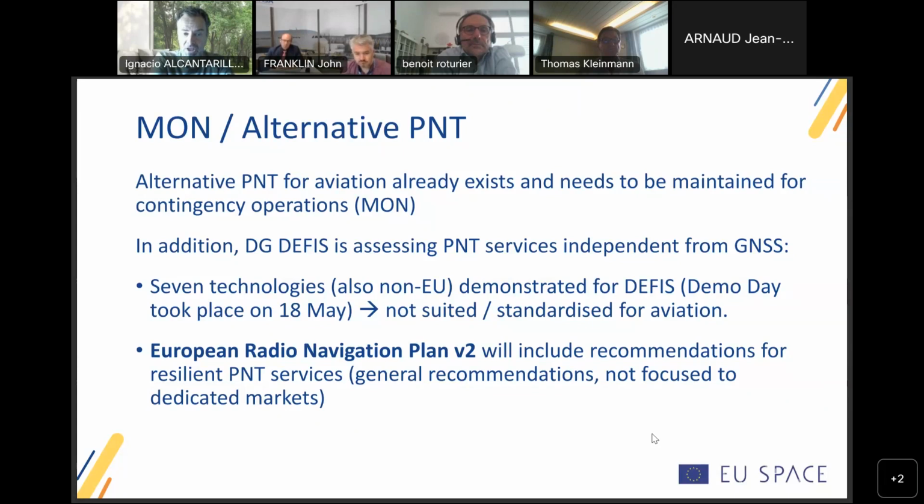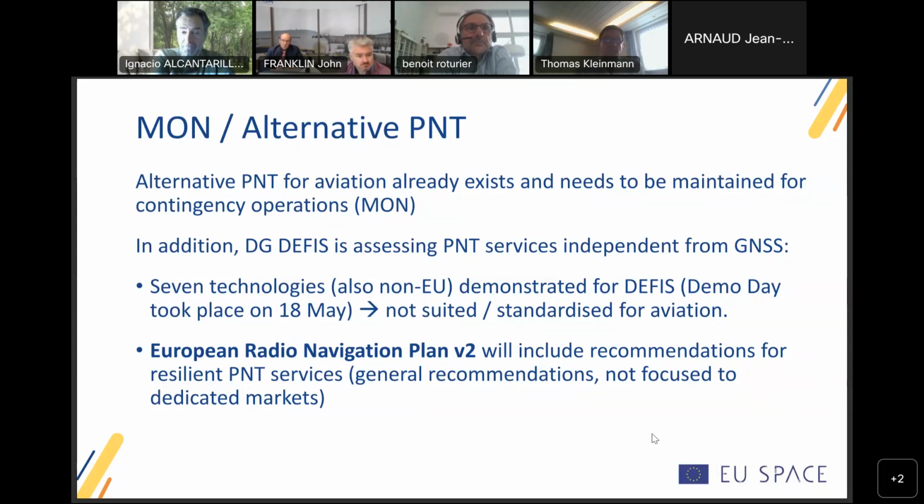At our level, at DG DEFIS, we are assessing, not only for aviation but for other domains, what are the technologies that could deliver PNT independently from GNSS. We launched several projects, even 7 projects. We have had a demonstration of those projects recently in JRC, and we have seen that there are technologies that can indeed provide either timing or positioning and navigation independently from GNSS. All this will be reflected in a summary way in the update of the European Navigation Plan that we intend to do at DG DEFIS by the end of this year.